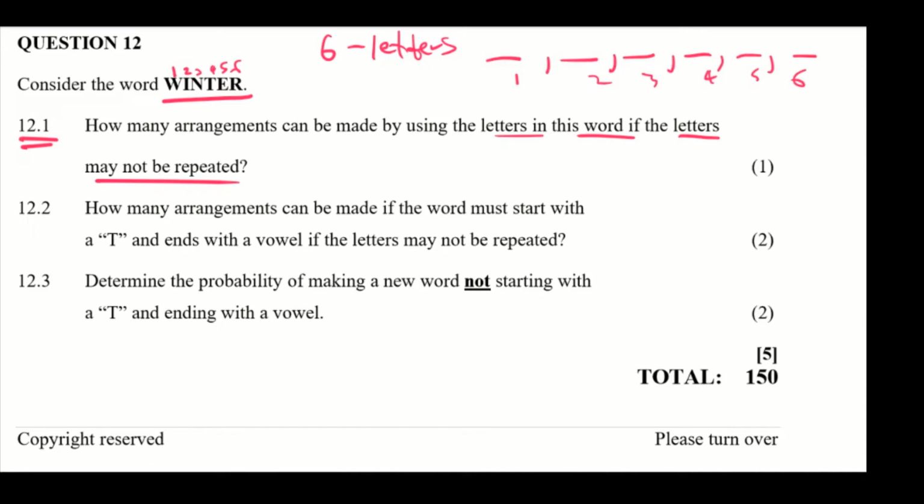How many letters do we have? 6. So the first letter would be 6 and the second letter would be 5, right? Because we're not repeating. If we were repeating, it would be 6 again. So the third letter would be 4, and the fourth letter will be 3, then 2 and 1. So that is how we are arranging these letters.